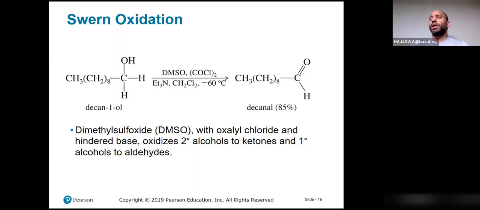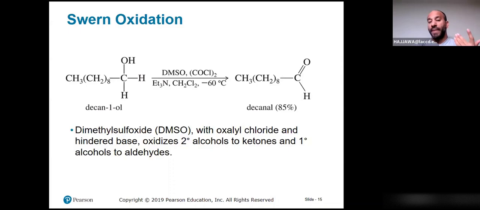What's in the Swern oxidation? Swern oxidation is a mix of reagents. One is DMSO, dimethyl sulfoxide. That's one of the aprotic solvents that we learned in the nucleophilic substitution chapter. Second is oxalyl chloride, which is the COCl2. So you have two carbonyls attached to each other, and you have one Cl on one side and one Cl on the other side. So yeah, that's another reagent.